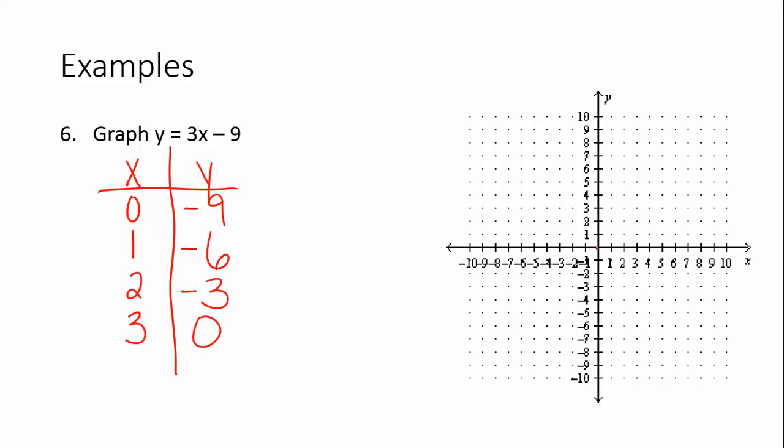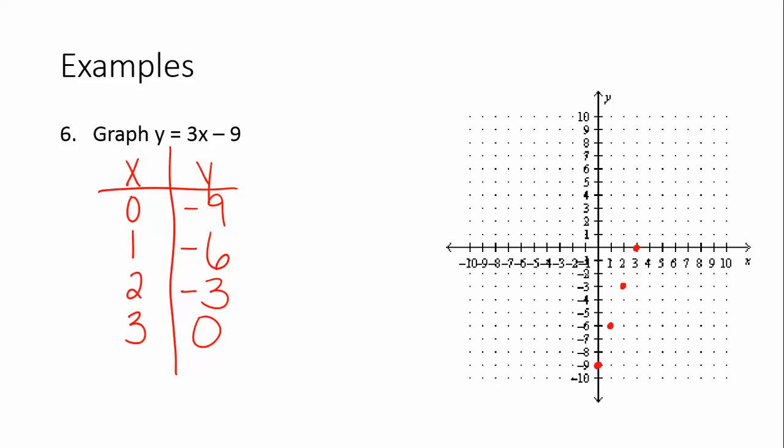So there are the 4 ordered pairs that I want you to use to graph. First we have (0, negative 9). That's way down here on the y-axis. Then we have (1, negative 6), (2, negative 3), and (3, 0). You can see that our ordered pairs do make a line. And so we're going to draw our line through those ordered pairs, extending it through the graph and drawing arrows on both sides.